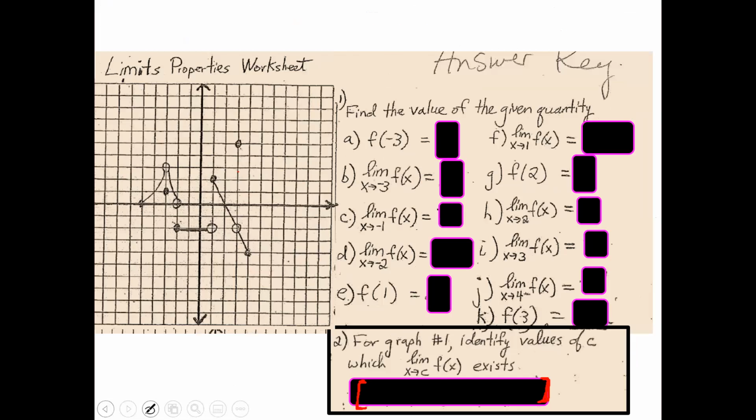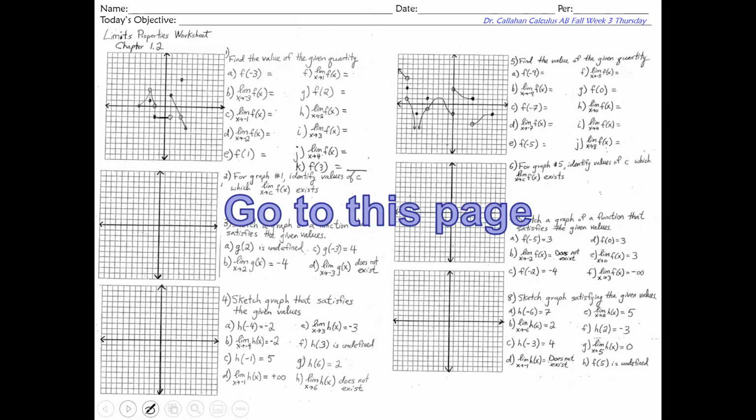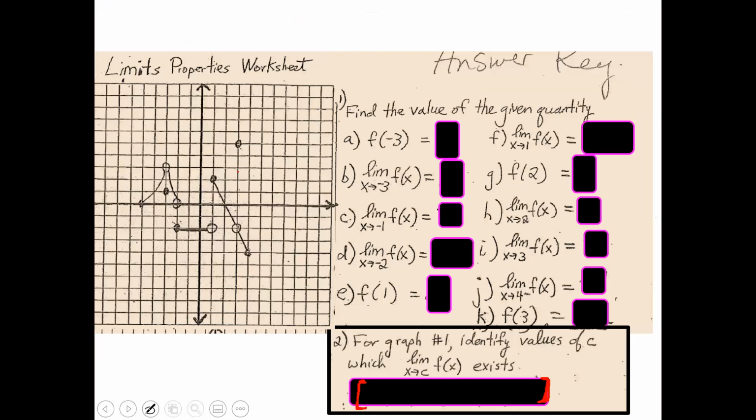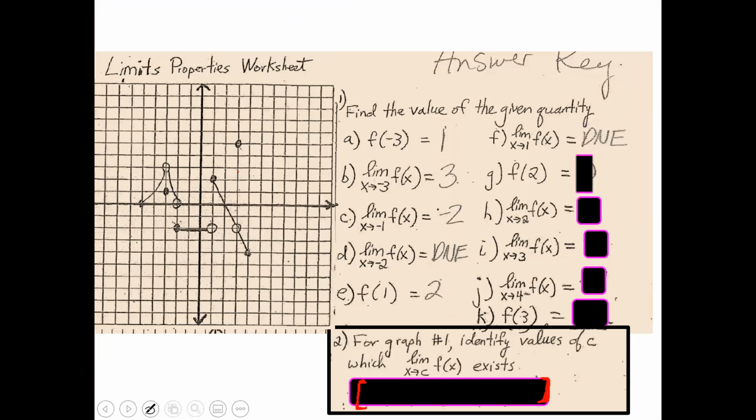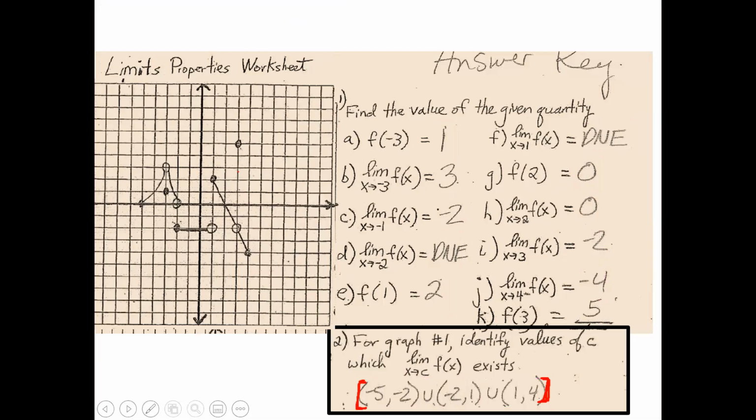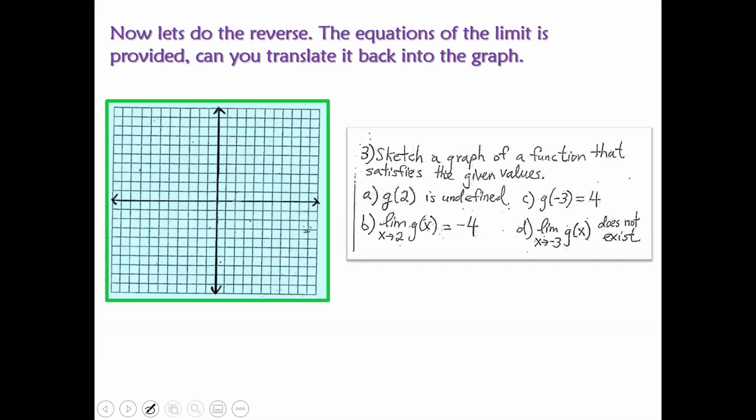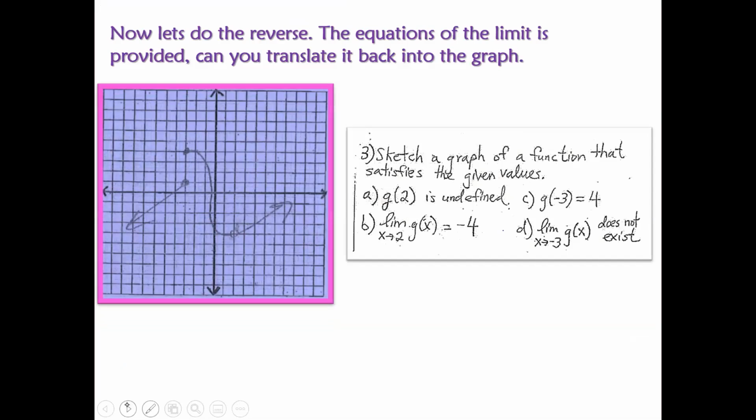Okay, you should be done with these 6 problems. So I'm going to go over the answers with you guys. You can pause the video to take a look at them. Now with this one, your picture might look a little bit different than mine, but this is mine.